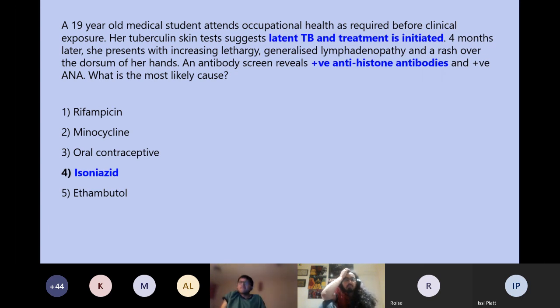This lady has had a tuberculosis skin test. The tuberculin skin test isn't really used anymore, just a heads up. They do an IGRA instead. So she's been treated for her latent TB, and she's got really non-specific symptoms, and antihistone antibodies are the giveaway. In an exam, they would always tell you about antihistone antibodies if it's drug-induced lupus. Isoniazid is the only one of these drugs that's really associated with drug-induced lupus.